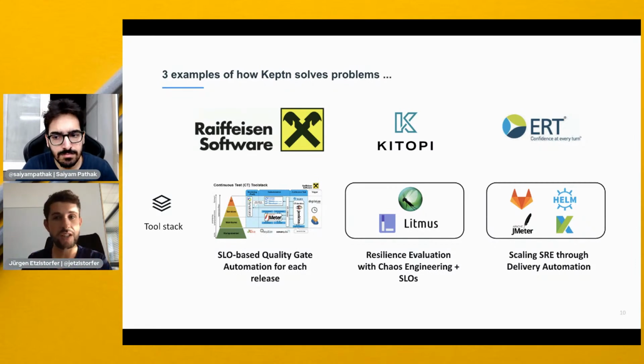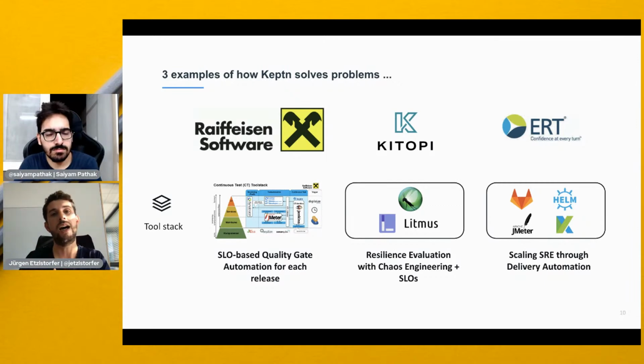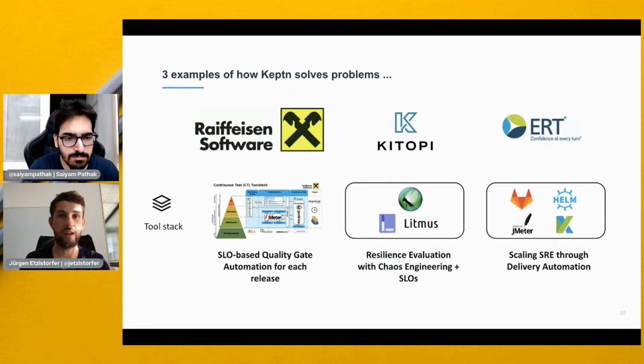And then the third one is ERT. I already mentioned them in the beginning. They're really scaling their large pipelines, thousands of lines of code. They've moved from these thousands of lines of code to orchestration with Keptn, drastically reducing the number of lines of code, making it able again to manage their pipelines, to manage their applications, and to onboard new microservices and new applications into their delivery stack.